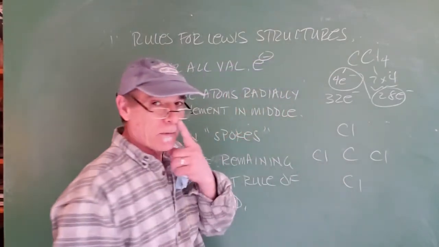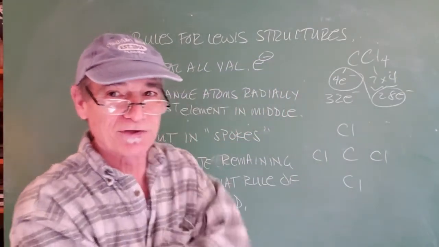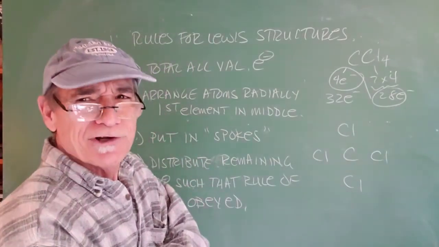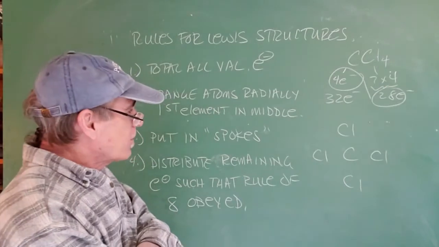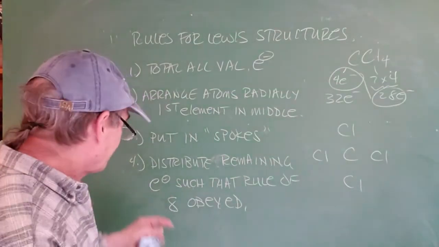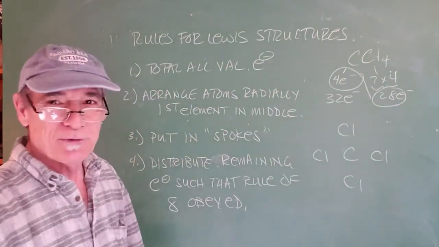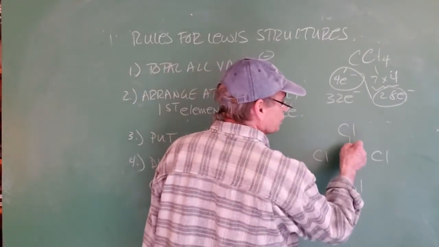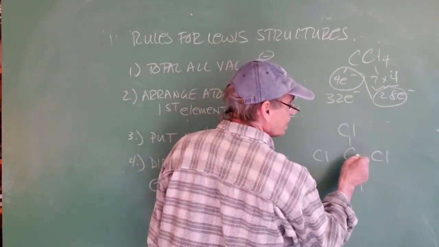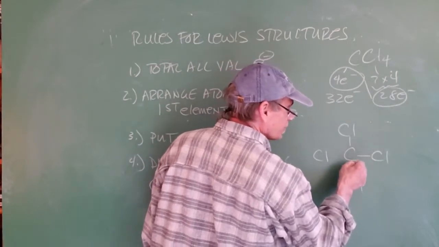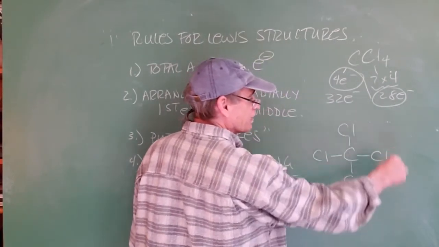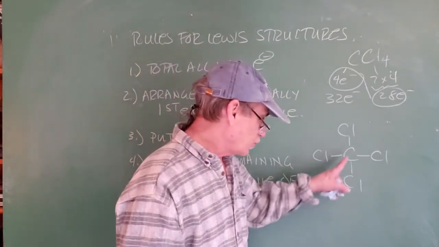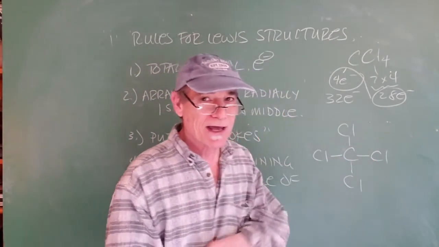Now for the time being, we're not too concerned about the shape of the picture, what it looks like shape-wise. We're just worried about where the electrons are all going to go. All right, well, my very next step says put in spokes. Now, what I mean by that is I'm going to put in a bar to represent a shared pair with the central atom and each one of the peripheral atoms, the ones that are on the outside, because I know there has to be at least one bond between the carbon and each outer atom.